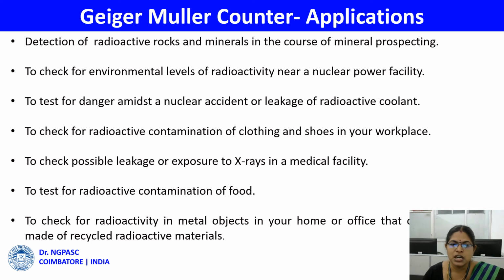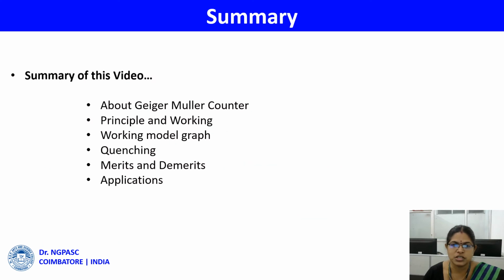If we work inside a nuclear power station, we have to check the radioactive exposure of our clothes as well as other objects. It is used to check for possible leakage or exposure to X-rays in a medical facility. If you have food, we can check whether it contains any radioactive contamination using a GM counter. It can also check for radioactivity in metal objects in your home or office that may be recycled radioactive materials. These are a few examples of applications of GM counters.